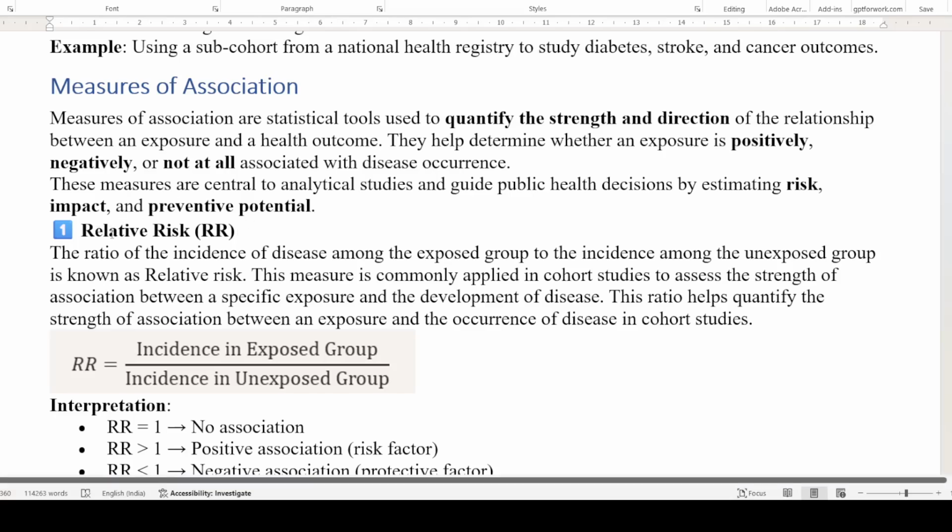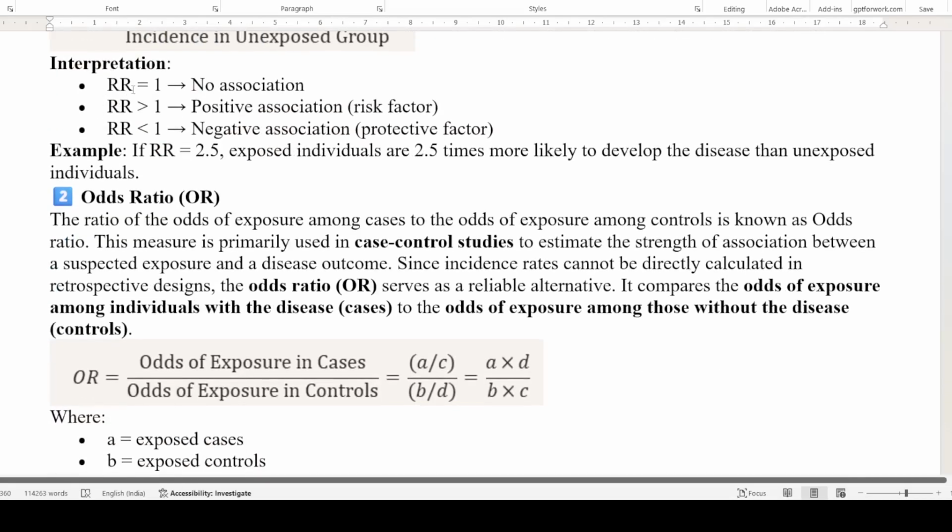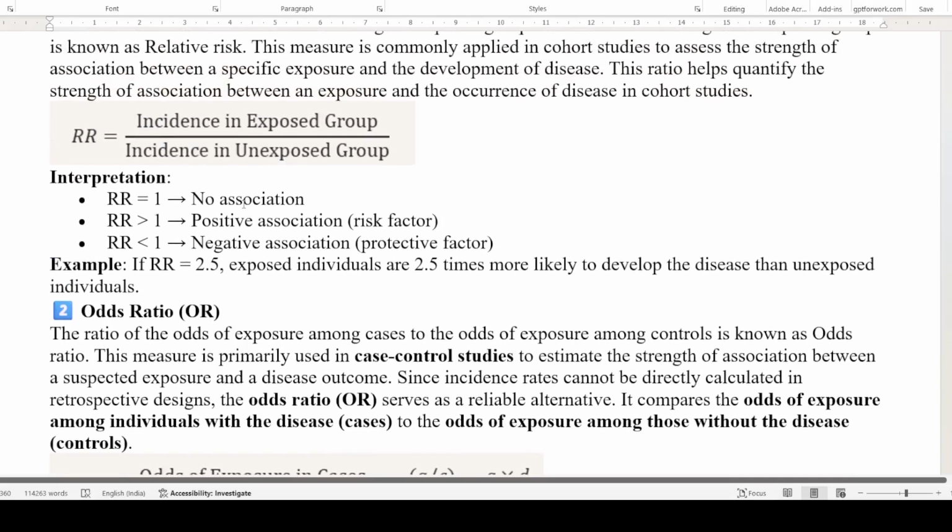Number one, relative risk: the ratio of incidence of a disease in the exposed group divided by incidence in the unexposed group. What is the interpretation? If the answer comes to 1, there is no association. If it is greater than 1, a risk factor is present, and there is a positive association. If less than 1, there is a negative association, meaning some preventive or protective factor is present, so the disease is not being developed at that rate. So this is relative risk.